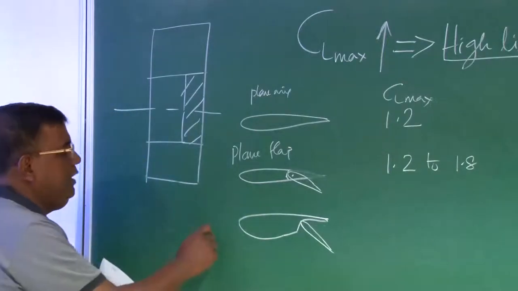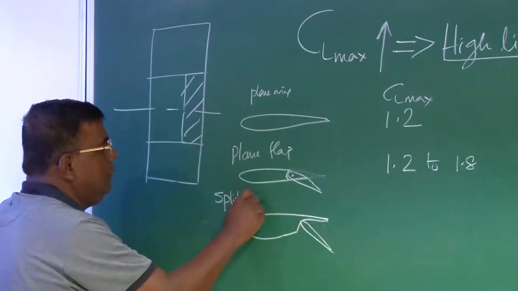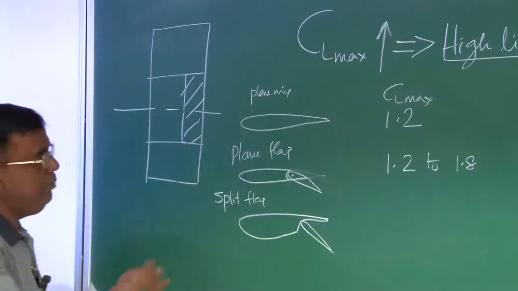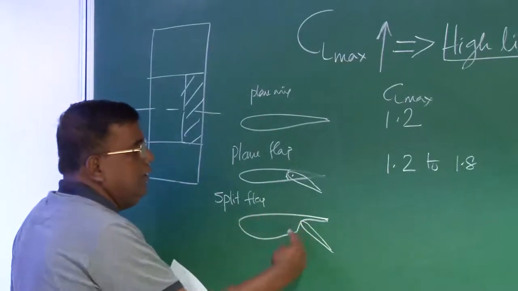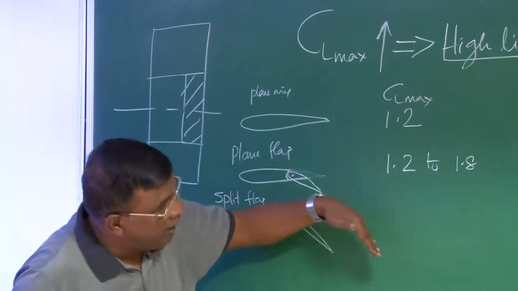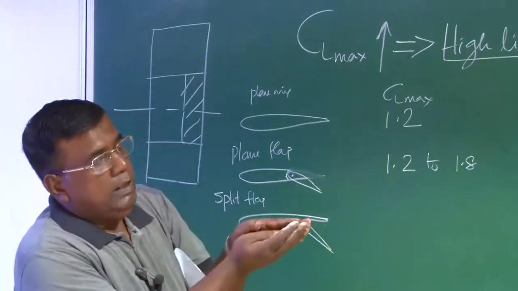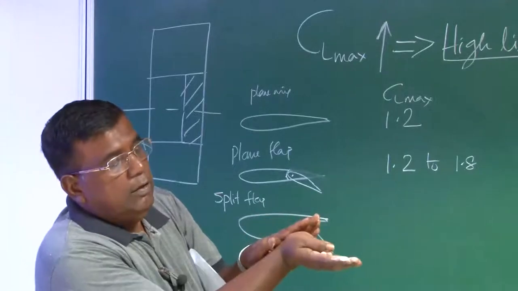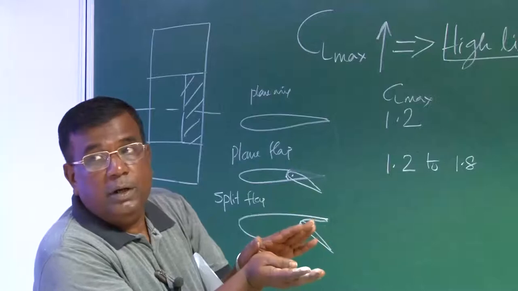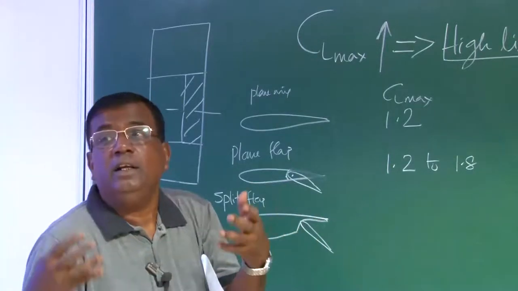This is called a split flap. What is done in a split flap? You not only give a deflection here, you can also give it a motion like this, right? So if you see, it opens up like this, and it can also go forward. So what is it doing? It is not only changing the camber, it is also increasing the area. So you have a double advantage.